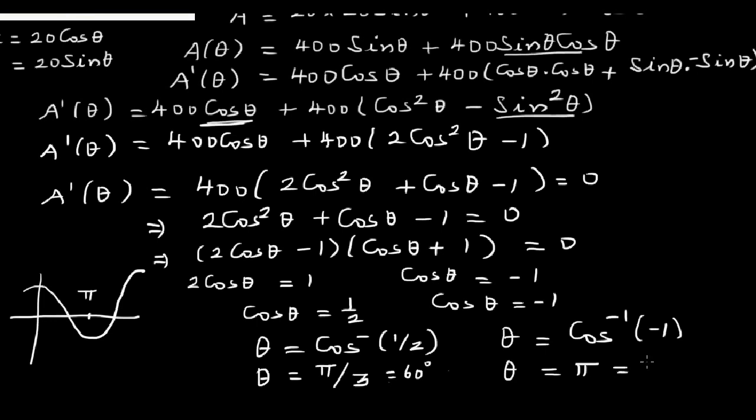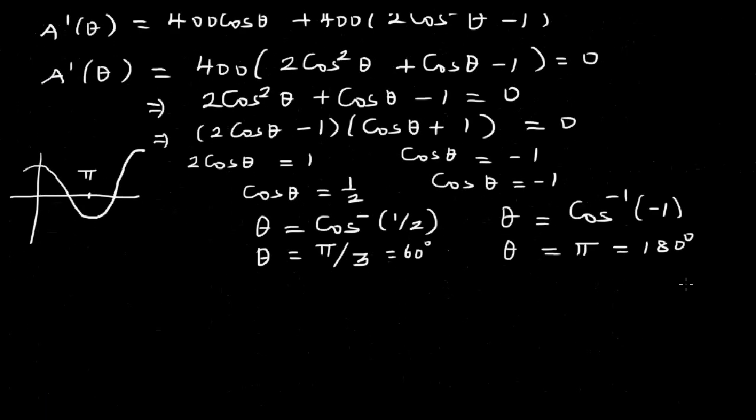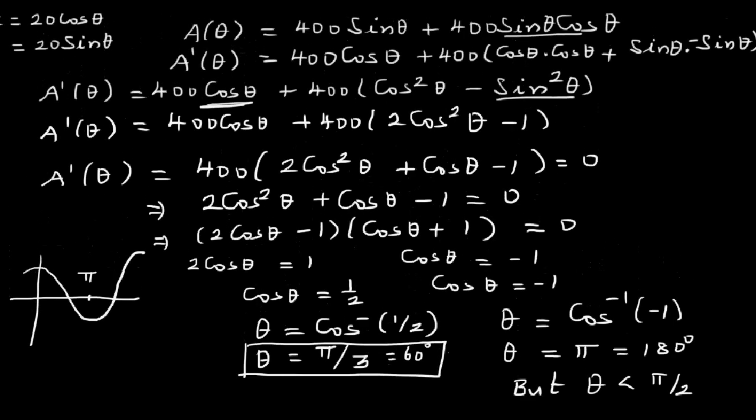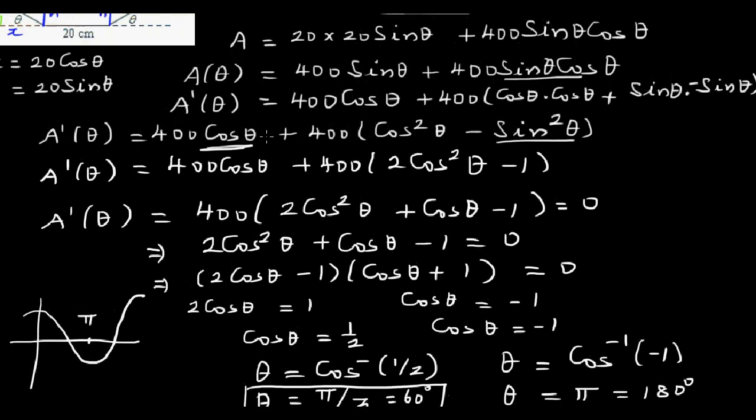Now, can theta be 180 degrees? Theta has to be less than 90, so theta has to be less than pi by 2. So this is the answer. When theta is pi by 3, or 60 degrees, you're going to get the maximum area. And you can also check this on a calculator by typing in this function, and you see what happens to the area.